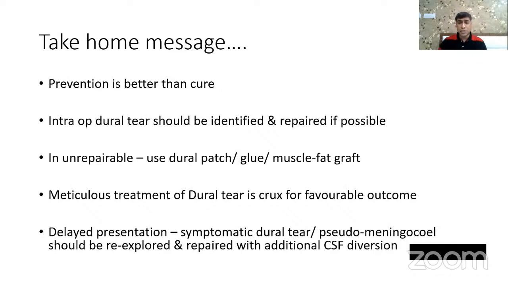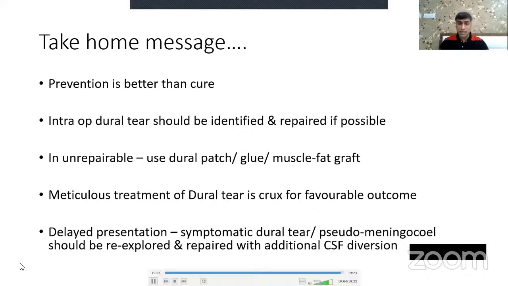Intradural tear should be identified and repaired if possible. In unrepairable dural injury, use dural patch, glues, or muscle fat graft. Meticulous treatment of dural tear is the crux of a favorable outcome. Always after the surgery, perform a Valsalva maneuver so that even if there is a missed dural injury, it gets recognized. And in delayed presentation cases, a symptomatic dural tear has to be re-explored and managed with additional CSF diversion.